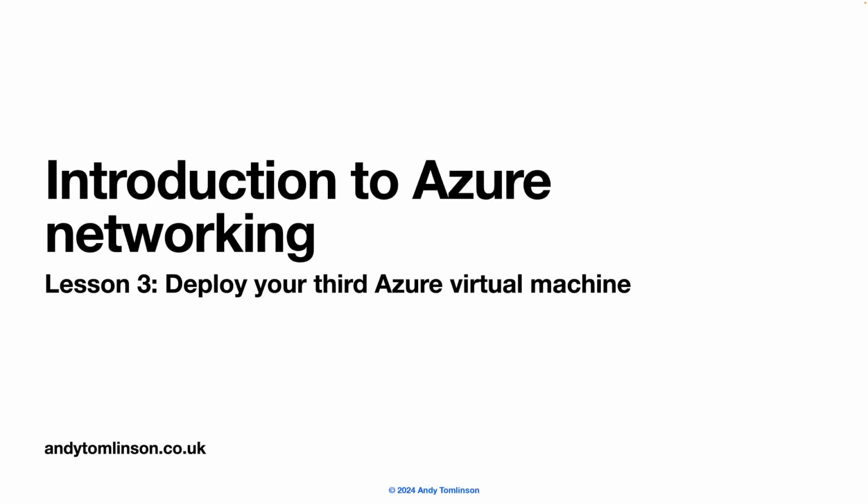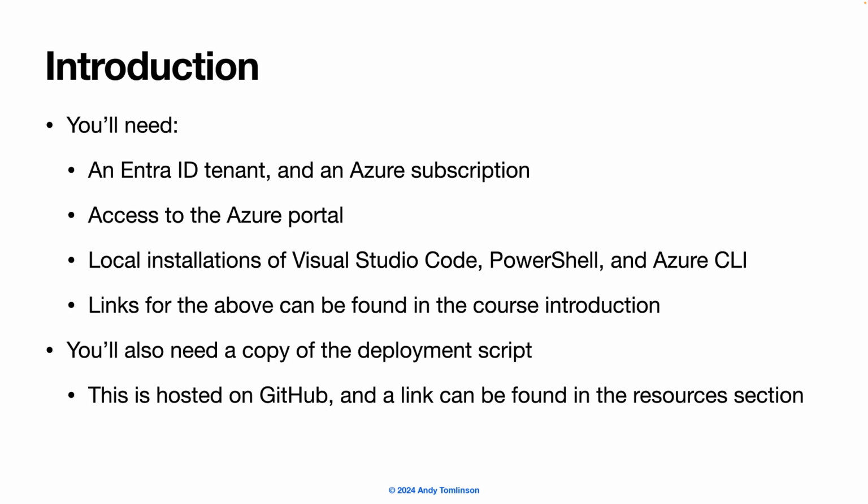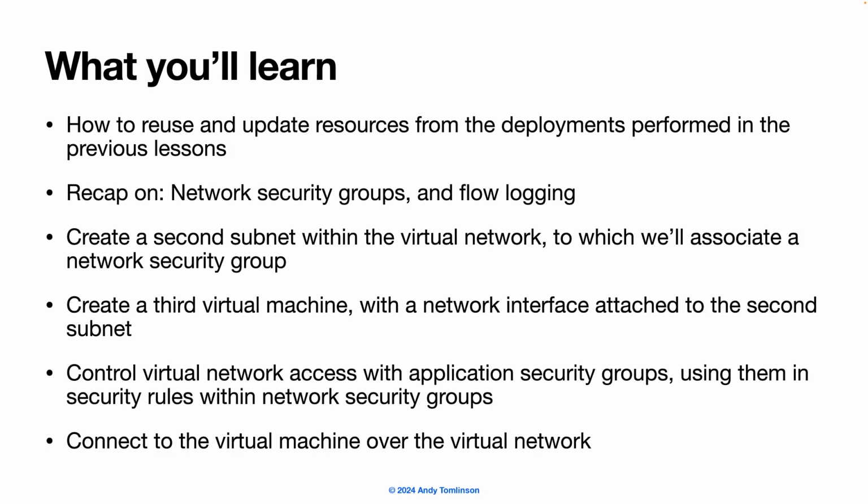This is Introduction to Azure Networking, and this is Lesson 3, where you'll add a second subnet to your existing virtual network, and then deploy your third Azure virtual machine. By way of introduction, just a quick recap that links to the prerequisites for the course can be found in the Introduction section, and links to the deployment scripts which are hosted on GitHub can be found in the Resources section. In this lesson, we'll learn how to reuse and update resources from the deployments performed in the previous lessons.